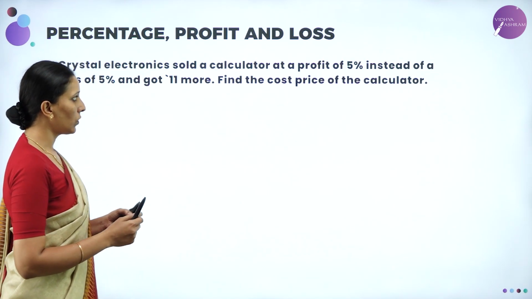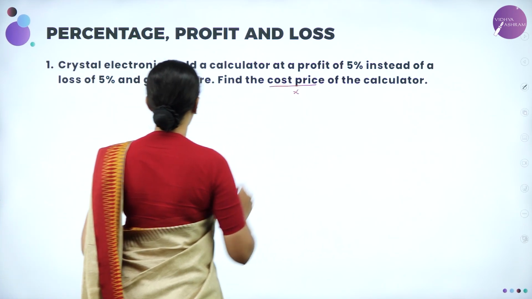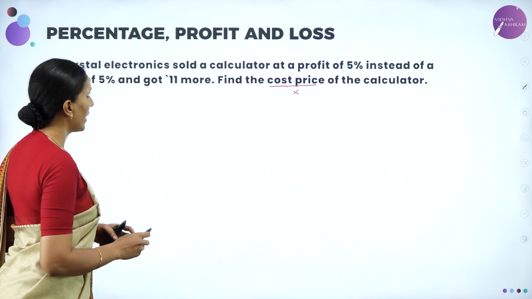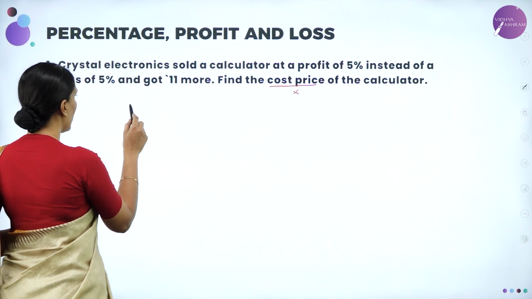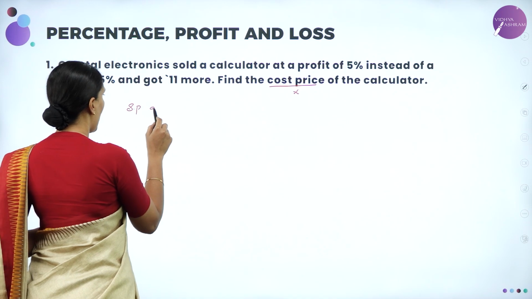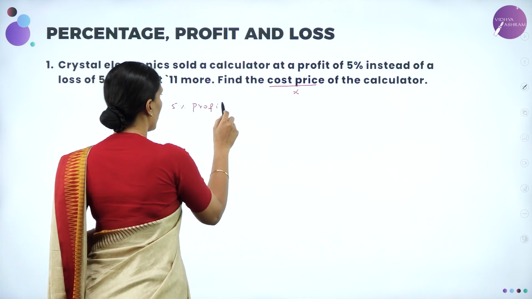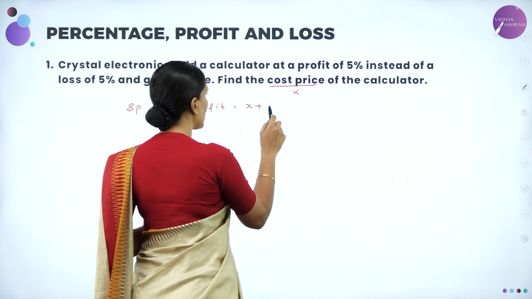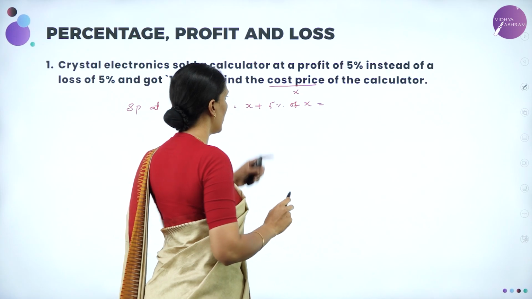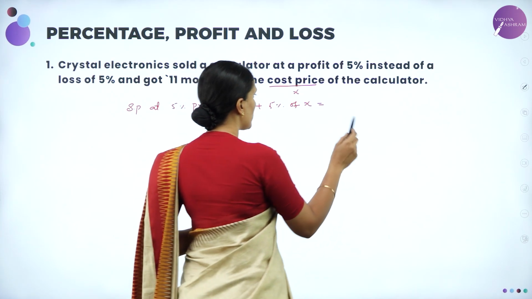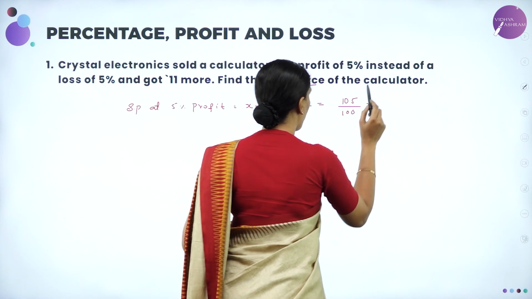So here we don't know the cost price. So let us keep the cost price as X. So Crystal Electronics has sold at a profit of 5%. Therefore, the selling price at 5% profit is equal to X plus 5% of X. So that is 5 by 100, which is equal to 105 by 100 X.